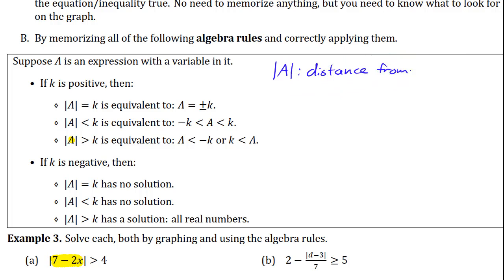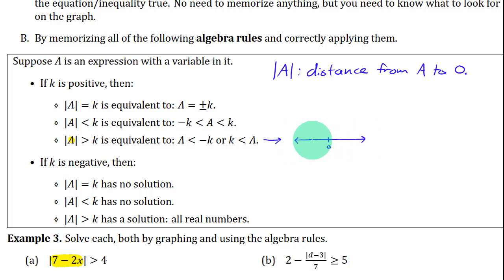That was our original definition of absolute value. If you don't have x minus something in there, if it's just the absolute value of one number, it's the distance from a to 0 on a number line. So if we're saying the distance from a to 0 is greater than k, well, there's two things that could happen.